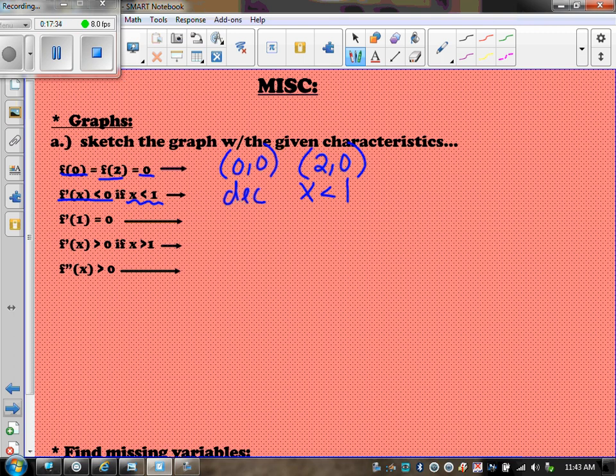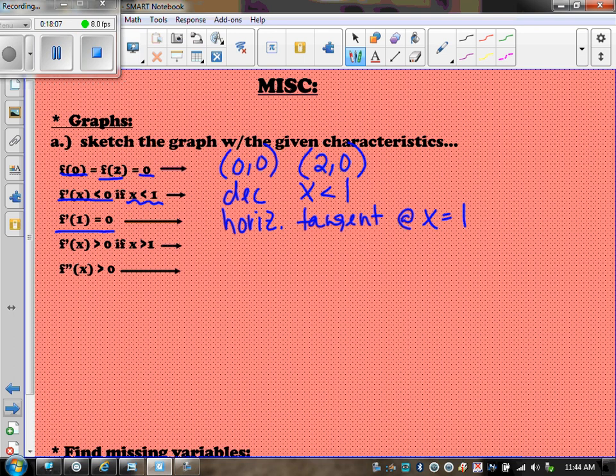All right. What does it mean for my first derivative to equal 0 at x equals 1? That's what that's saying, right? My first derivative equals 0 at x equals 1. What's happening at x equals 1 then? My first derivative equals 0. Doesn't that mean that there's some sort of a horizontal tangent, right? So I know that there is a horizontal tangent at x equals 1.